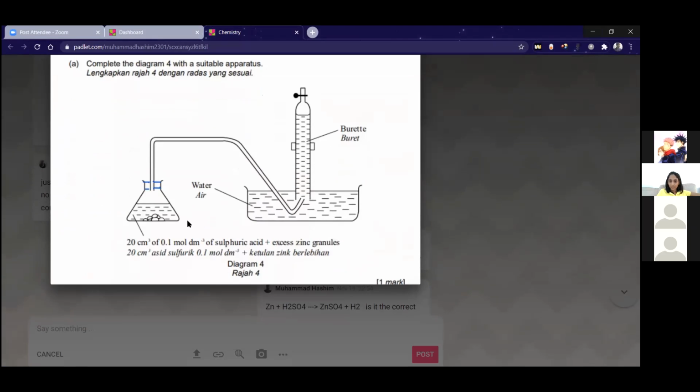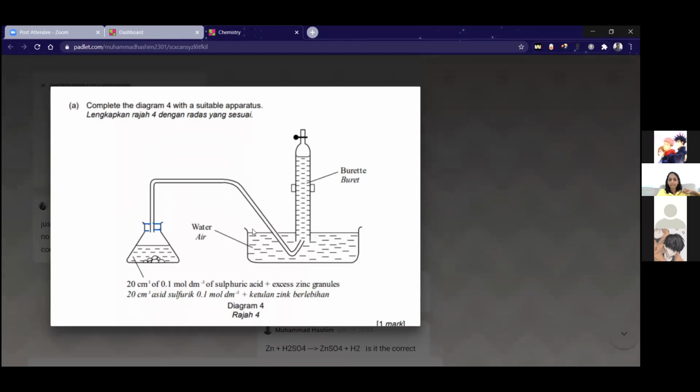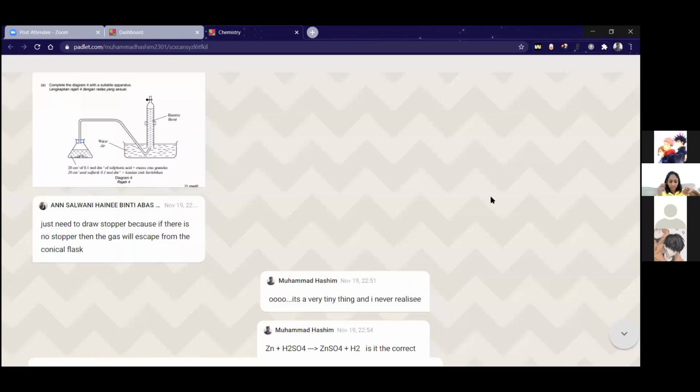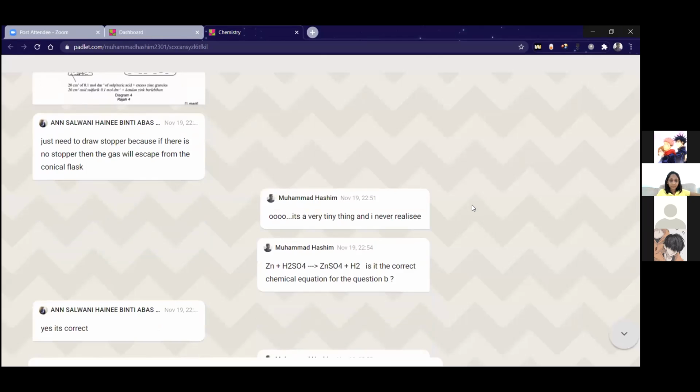Color. Shade. Yeah, they must shade it. Any solid must be shaded. Okay, never mind, so carry on. Oh, it's a very tiny thing and I never realized.